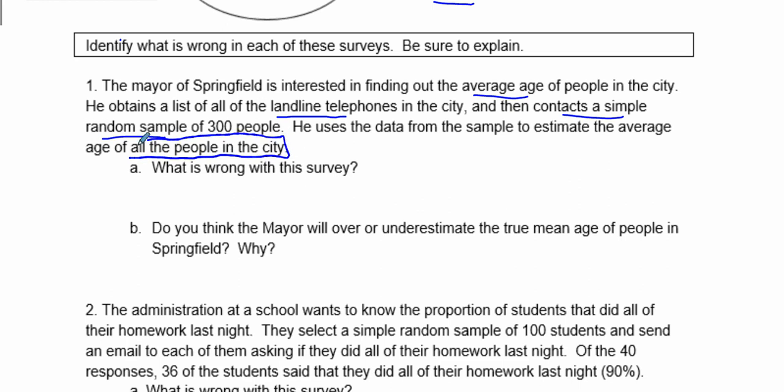The key thing when you're looking at sampling and biases is you want to know what the population you're talking about. Well, in this case, we're talking about all the people in the city. Okay, so that's our population. So he's trying to find information about this. However, he does take a simple random sample, which is good, but he's only using landlines and telephone. Well, if he's only using landlines in the city, does that reach all the people in the city? Does everybody in the simple random sample have the same opportunity to get picked? And the answer is no.